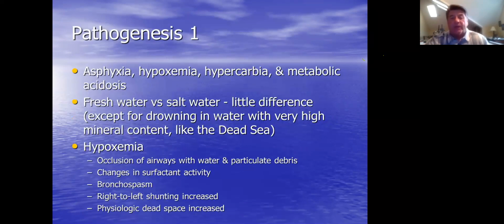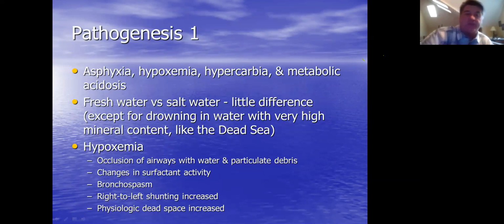So what happens when you're drowning is you get something called asphyxia. That means you're not breathing. Hypoxemia means you're not getting enough oxygen. Hypercarbia means you've got too much CO2 in your body. And metabolic acidosis happens when all of these things go together. Hypercarbia, too much CO2, will drive you towards acidosis.